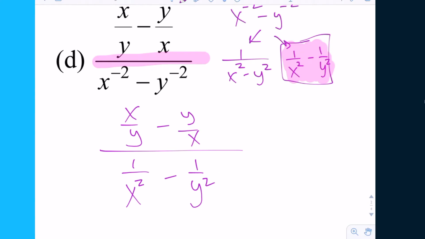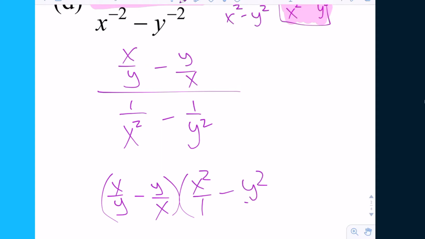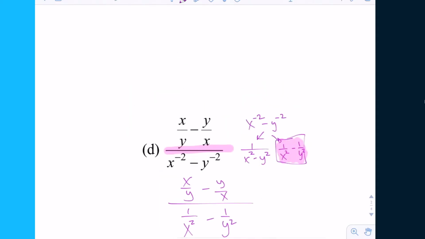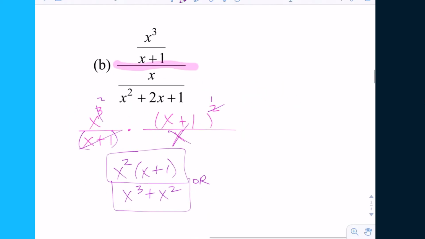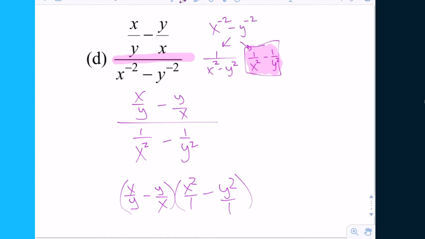So if we did state change flip, let's see, that would look like, very good. If you did this, and if you flip that, would it be x squared over 1 minus y squared over 1? You can't do that. That changes that, right? You can only do state change flip if you have, like what we saw over here, a single term divided by a single term. And down here, we have how many terms in the denominator?